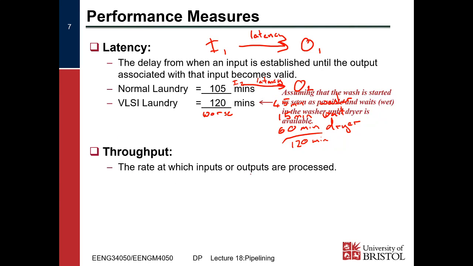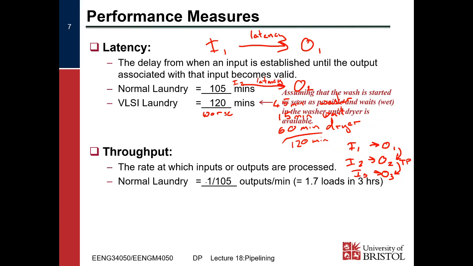Throughput, the rate at which inputs or outputs are processed. So that is, we've got I1 and that produces O1. We've got I2 and that produces O2. Got I3, that produces O3. The time between these outputs is the throughput. Okay?